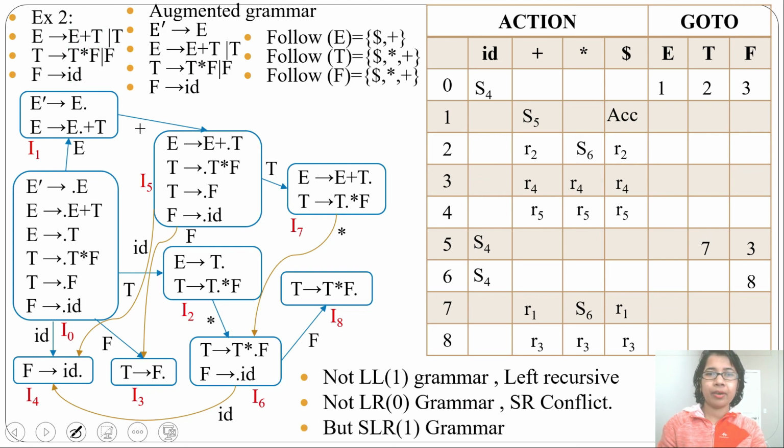In the next lecture, I will discuss conflicts and how you can identify whether a grammar is SLR1 or not without constructing the parsing table. Just from the states, how you can identify whether a grammar is SLR1 or not.